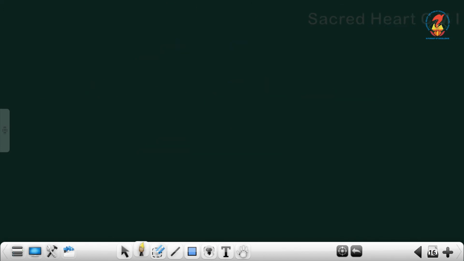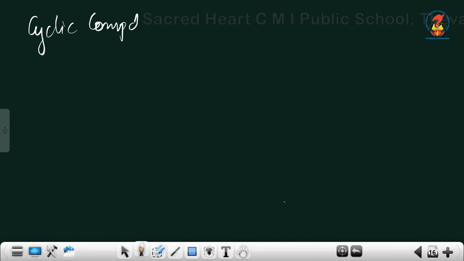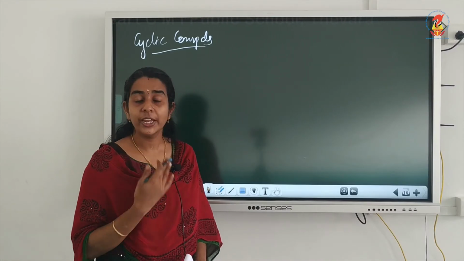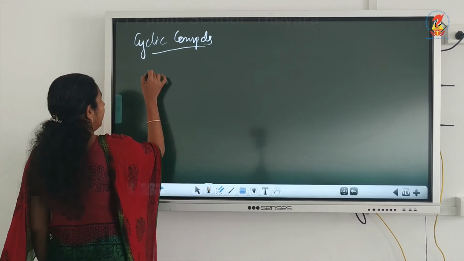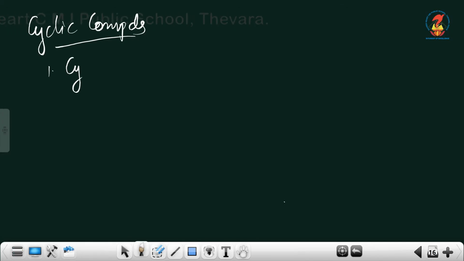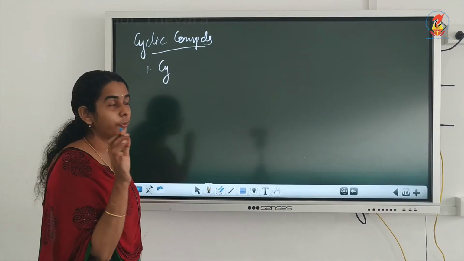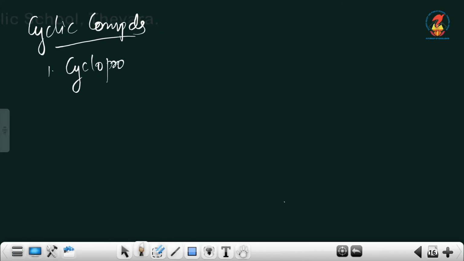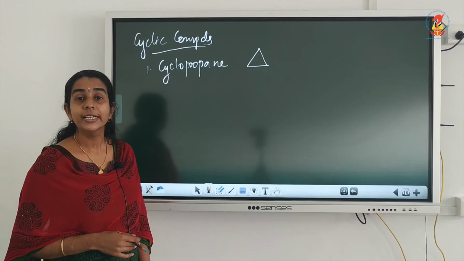Now we will see the bond line representation of a few cyclic compounds. Cyclic compounds, bond line representation, study these as very important structures. The first one, which is the simplest cyclic compound, is cyclopropane. Cyclopropane, the bond line representation is like a triangle. So the triangle is representing what? Cyclopropane.